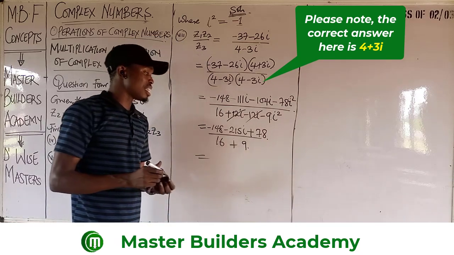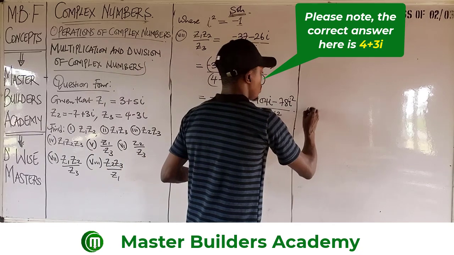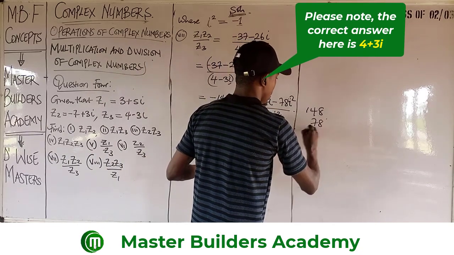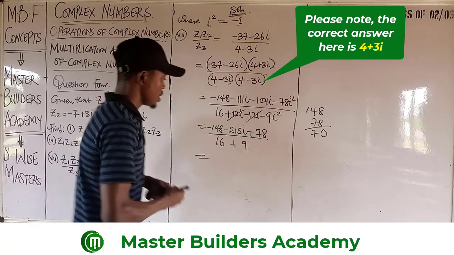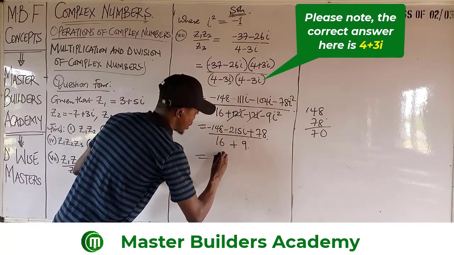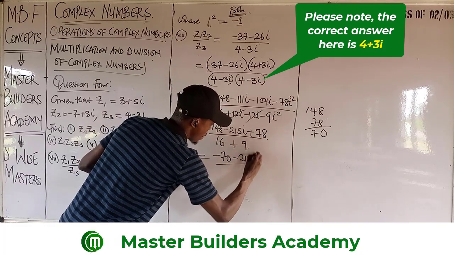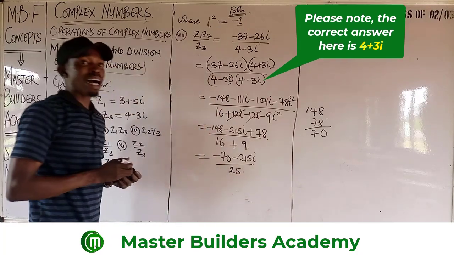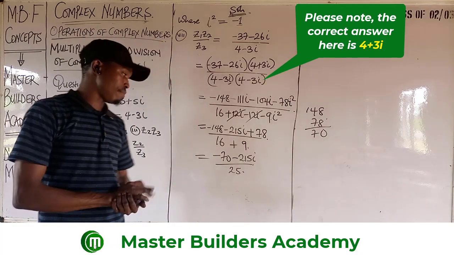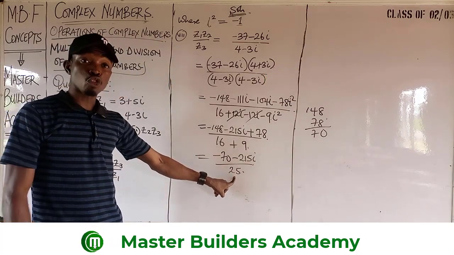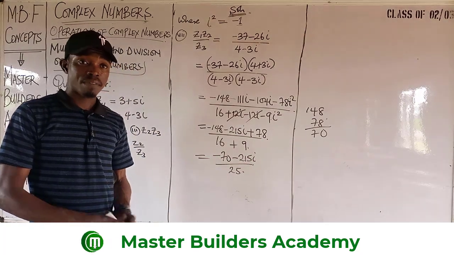At the numerator, as you can see now, we have 2 real parts. So we have minus 148 plus 78. So when we remove this, we have minus 70. Okay, so this will have given us minus 70 minus 215i all over 25. Now, as you can see, all of these numbers here are divisible by 5. 5 can go into 25, 5 can go into 70, 5 can go into 215. It's as simple as that.